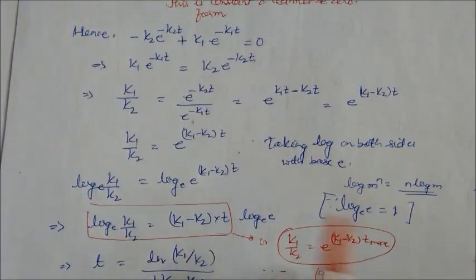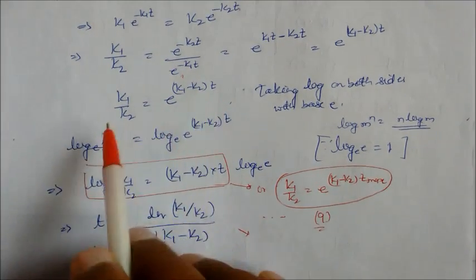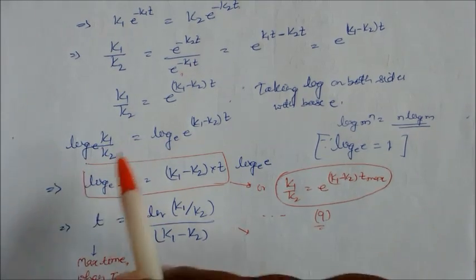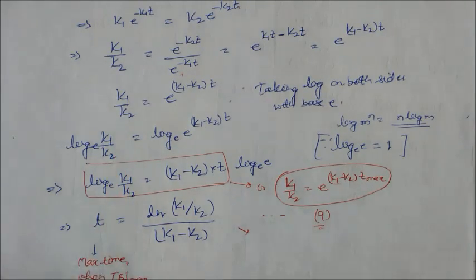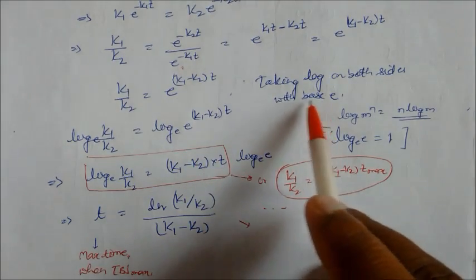Now the next step is, if you take the logarithm on both sides, so just multiplying by the logarithm. So log of K1 by K2 is equal to log of e to the power, so take it with base e. So here it is with base e.